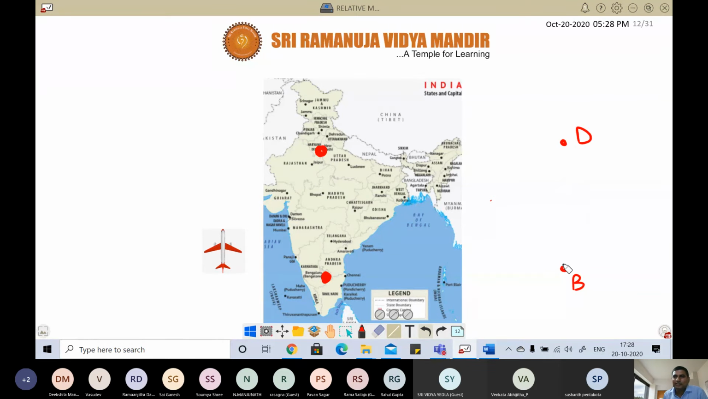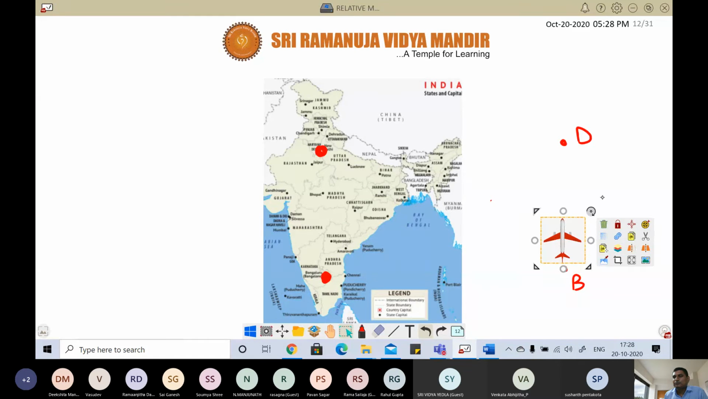Now if there is no wind, then this aeroplane can be directed like this, correct or not? This aeroplane can be directed like this only. So therefore you can directly reach Delhi if there is no wind. But generally wind will be there, correct or not?